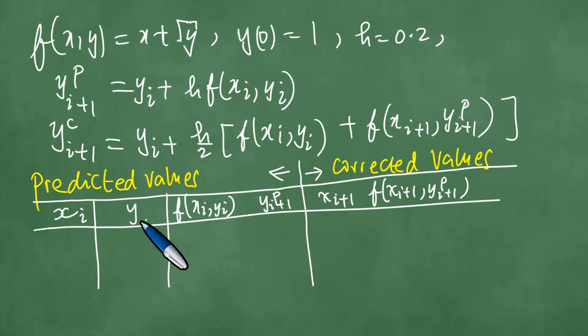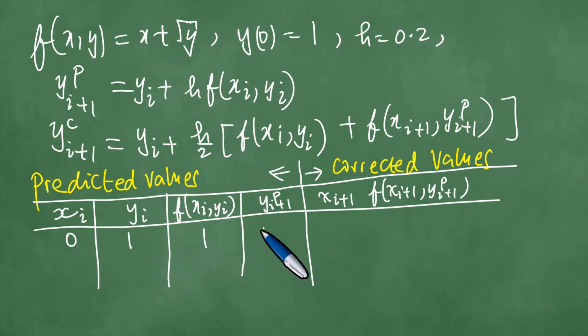Ideally, we can call this xi, yi, so that x0, what is x0? Is 0. What is y0? Is 1. And then let's divide here like this. And then here, we need to get f of this. F of this means that according to this, it is x plus the square root, so 0 plus the square root of 1 is 1.